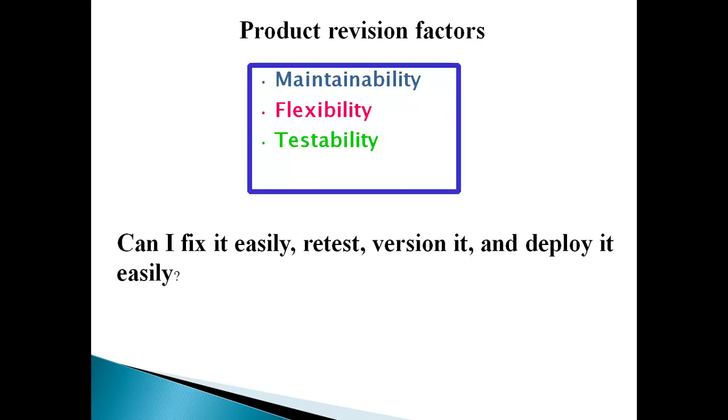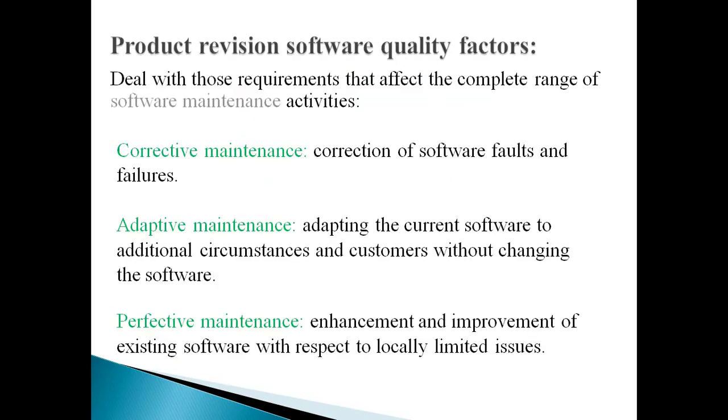That is usability. The next section is product revision factors. Here it is divided into 3: maintainability, flexibility, and testability. It asks the question: can I fix it easily, retest it, version it, or deploy it easily? So next is product revision software quality. It will basically deal with those requirements that can affect the complete range of software maintenance activity.